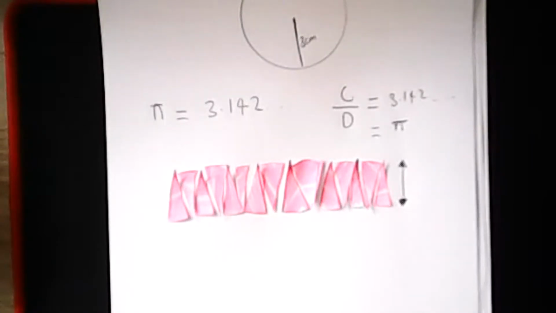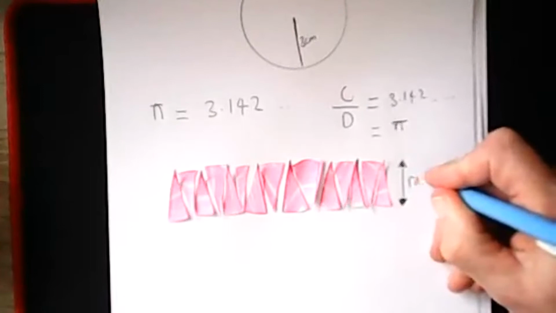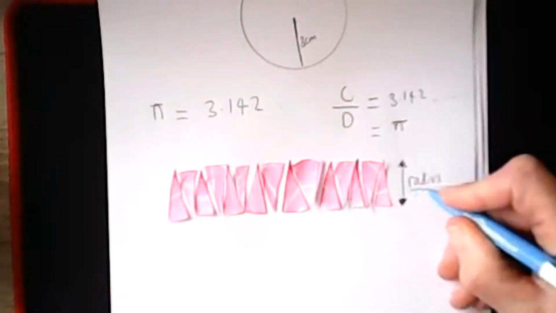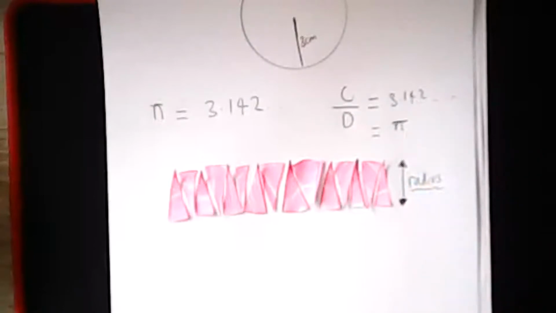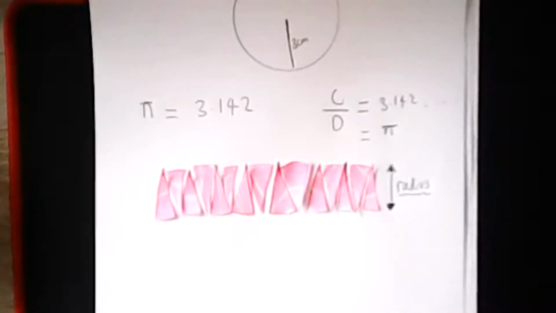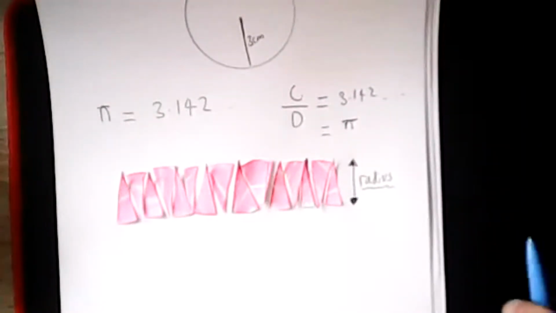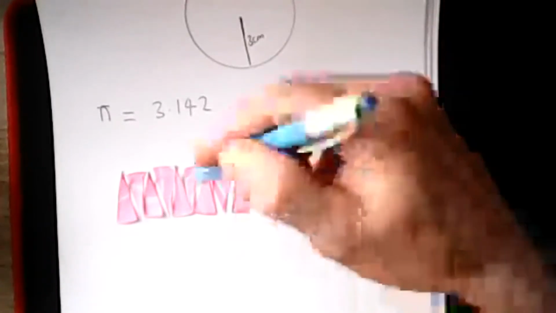And that's correct. It is the radius. Well done. Couple of correct answers there on the live feed, so thank you very much. So the width turns out to be the radius. Now that is interesting. If that's the radius, what is this length here?